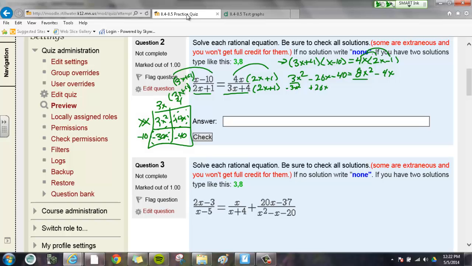I'm going to add 26x and add 40 to both sides: minus 3x squared plus 26x plus 40. So that gets me 5x squared, 26 is 22. Oh, this seems weird.